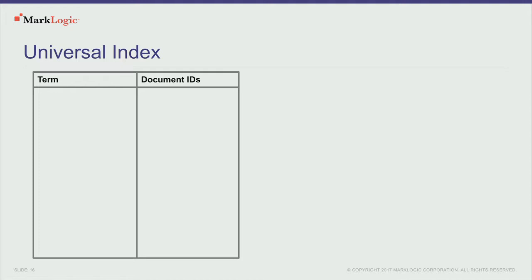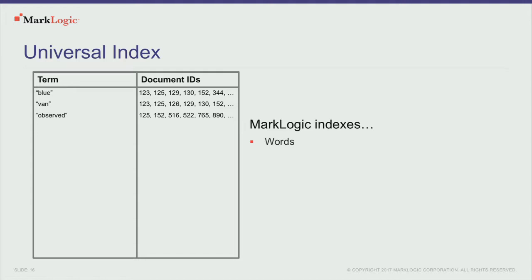This is the index that, as soon as you load a document into the database, will index all of the aspects of that document. And what are those aspects? So it'll index all of the words. And just like the back of the book index, the inverted index will index the terms in the document. So in this case, we've got words here. We've got blue, we've got van, we've got observed. And for each of those terms, it will identify the specific documents with their identifier in which those terms occur. So really, this is just like the back of a book index.